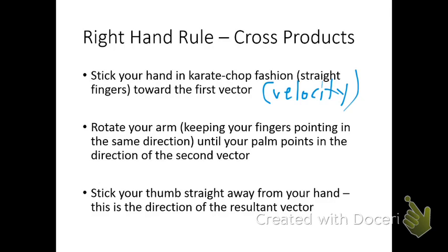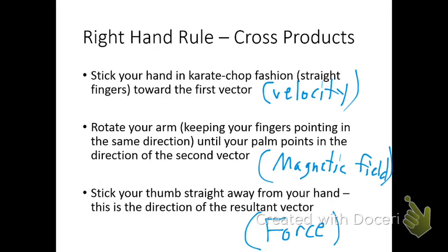Next, you'll rotate your arm until your palm is pointing in the direction of the second vector. Now, this is assuming that they're at right angles to each other, which it often is, at least in this class. So, the second vector in this case would be the magnetic field. And finally, your thumb will be the resultant vector. In this case, the resultant vector is the force.